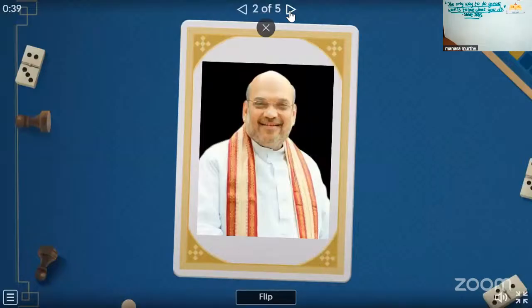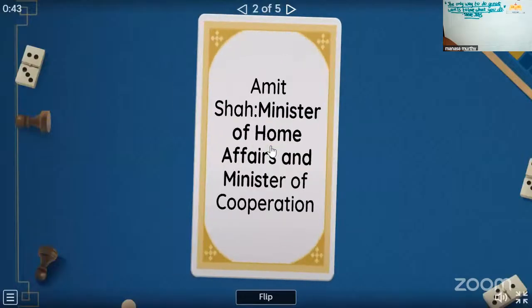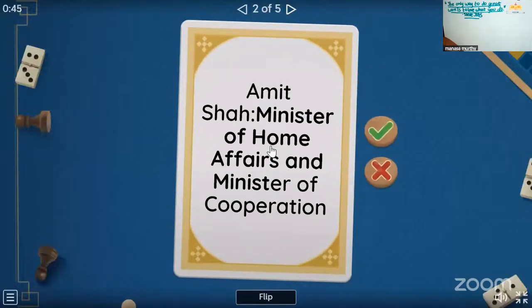Who is this person? Any idea? He is Amit Shah, Minister of Home Affairs and Minister of Cooperation.